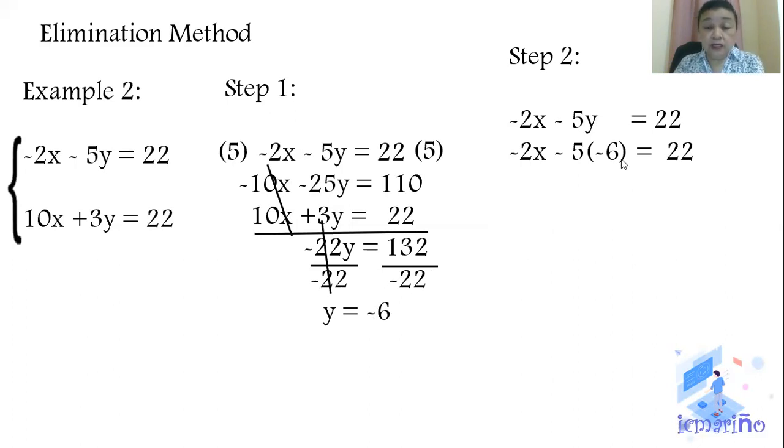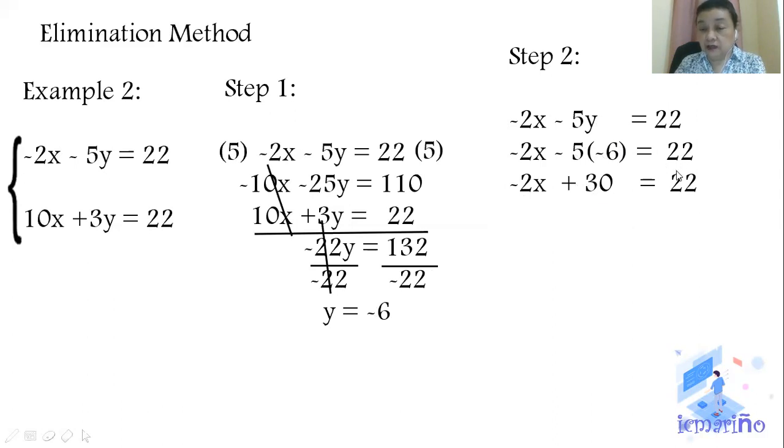Okay, so negative 2x minus 5 times the value of y, which is negative 6. Okay, we multiply it by negative 6 equals 22. So we have negative 2x plus 30. So negative 5 times negative 6, that is positive 30. Pag parehong negative yan, magiging positive na siya.